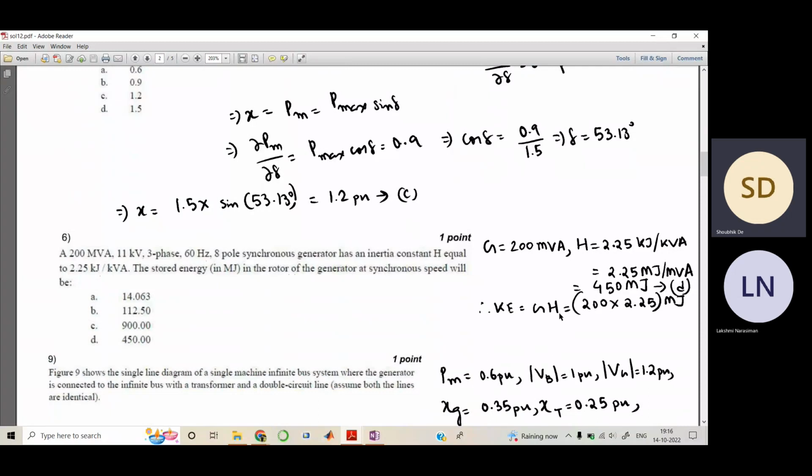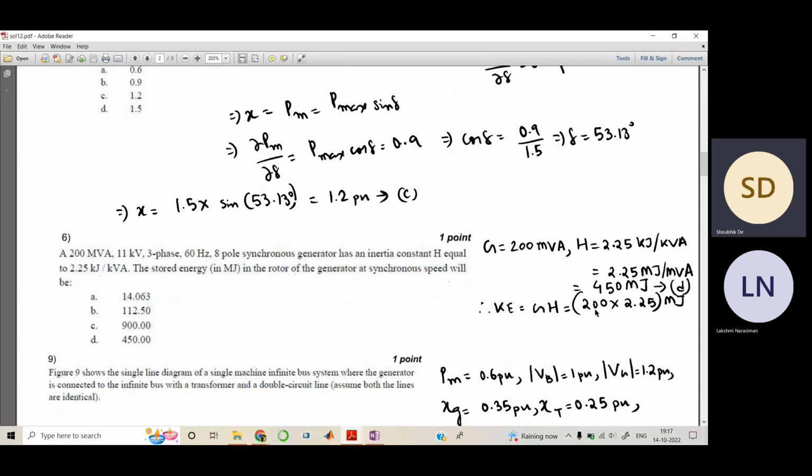If you know the formula, kinetic energy is equal to half I omega square, where I is the moment of inertia and omega is the angular velocity. It is in mechanical radians per second, not the electrical value, right? Because you're considering a mechanical system, the rotor is rotating, the shaft is rotating. It is equal to G, the machine rating, times your inertia constant H. As you can see, it doesn't depend upon the synchronous speed, so you don't have to get confused by looking at this term.